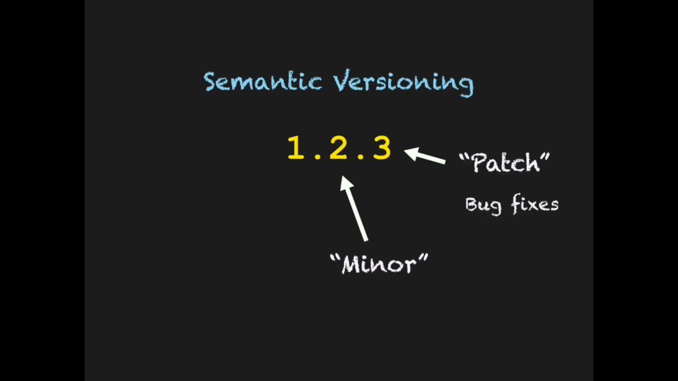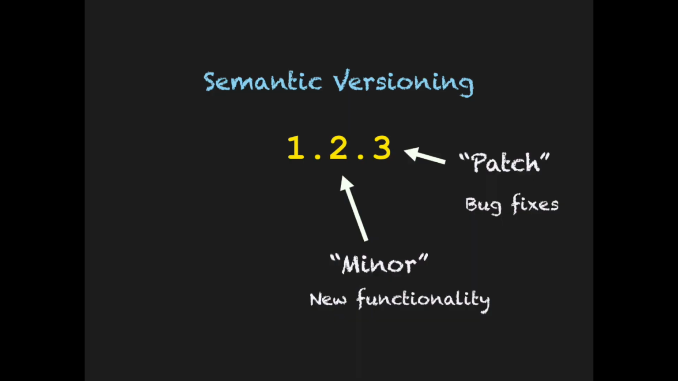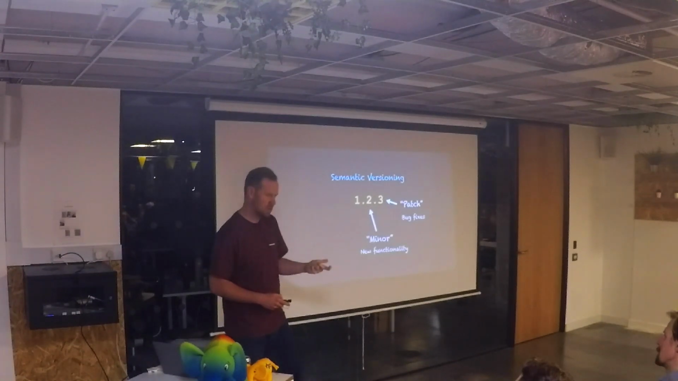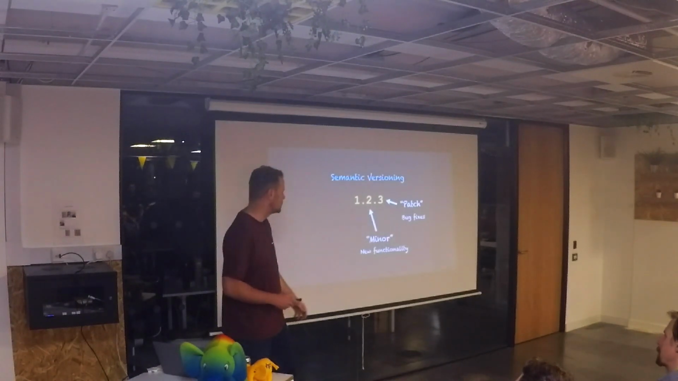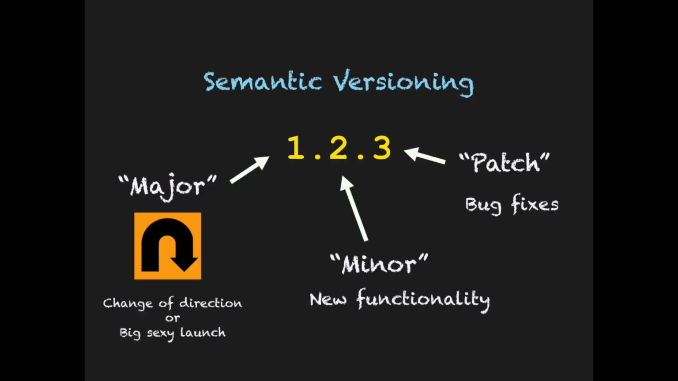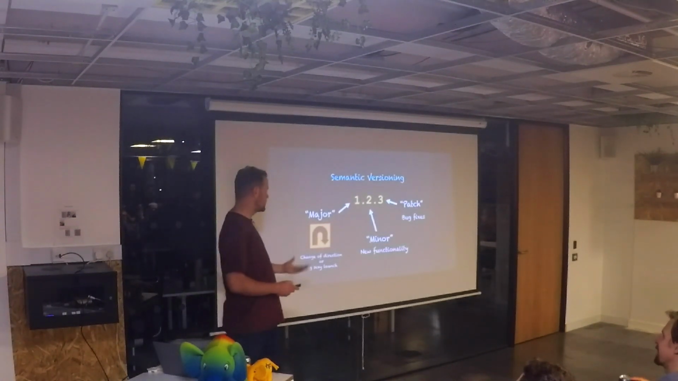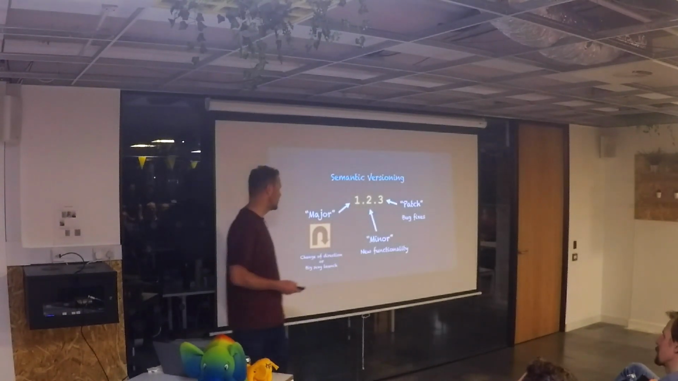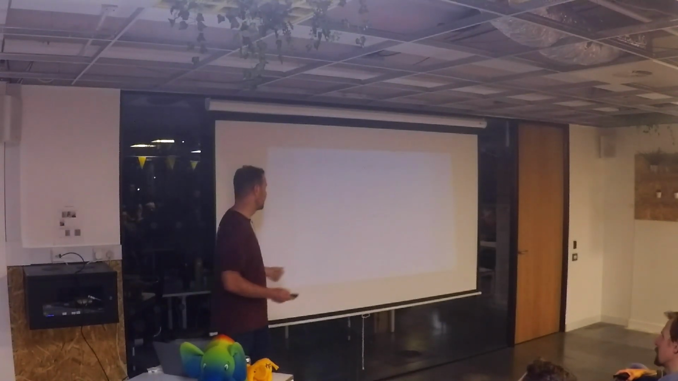The middle number is the minor number. This increases when there are small breaking changes and new functionality. Things where there's more configurability added to the package or the application. A method might take an extra argument, something that's quite easy to fix when it breaks your build. The major one rarely changes, and this represents a change in direction of the software or a big sexy launch of some kind. And this is likely to break your software. In my experience, this rarely happens more than once a year that you bump up the big number. So that's Semver. Oh yeah, it's sometimes abbreviated to Semver, as I naturally did.